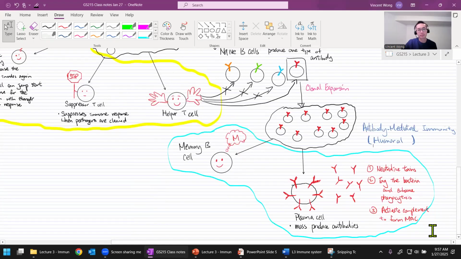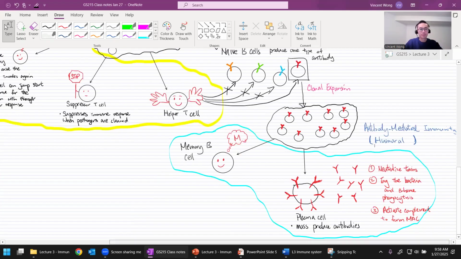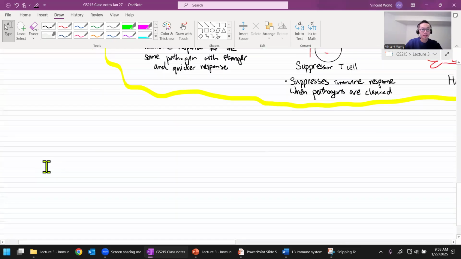Okay. That's the story of how to produce antibodies. All right, let me just do a quick summary here for you in case all the pictures get confusing.